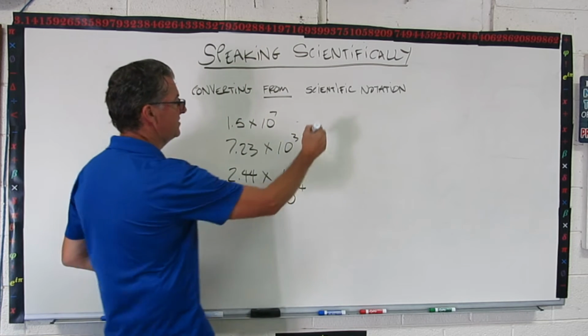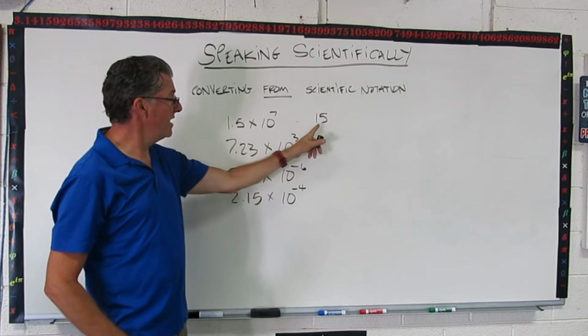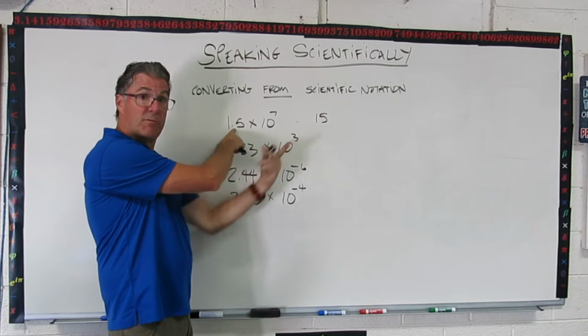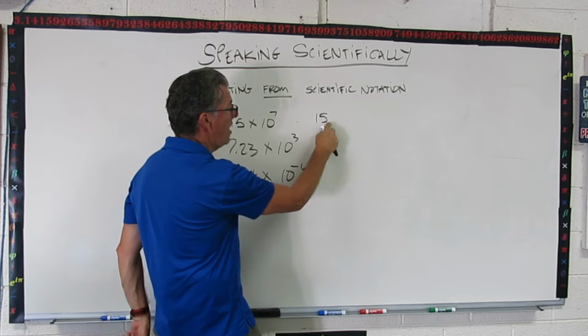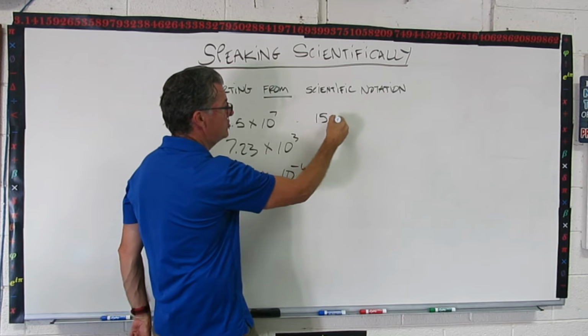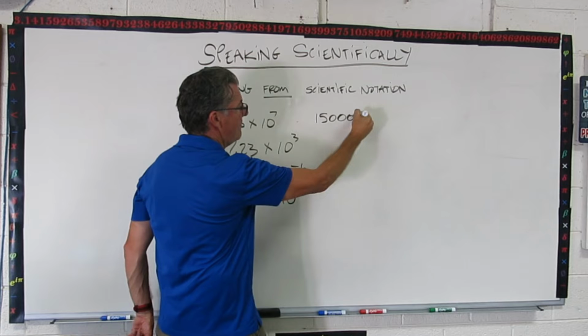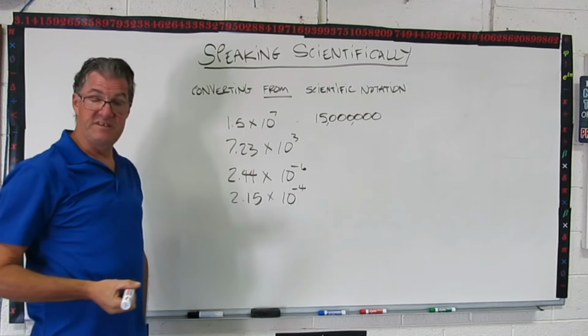So watch this. We are at 1.5. That's our number. Okay, so we have a decimal in there, but what we're going to do is we're going to move that 7 places to the right. So 1, now when I keep adding a decimal, I have to add a 0 now. 2, 3, 4, 5, 6, 7. So this is 15 million.